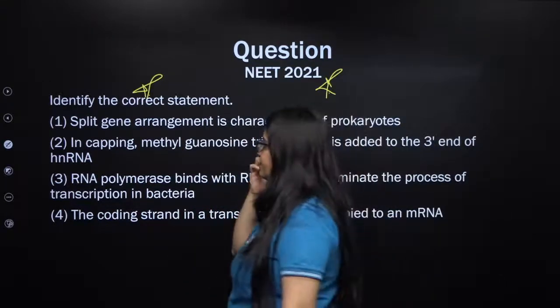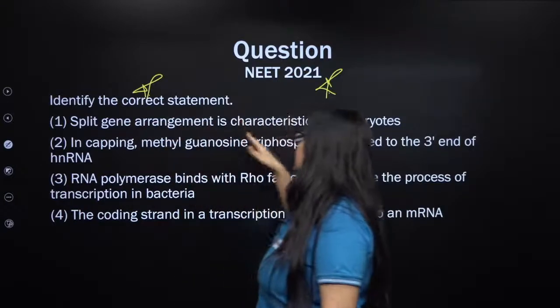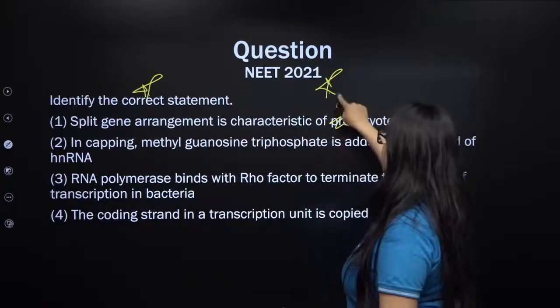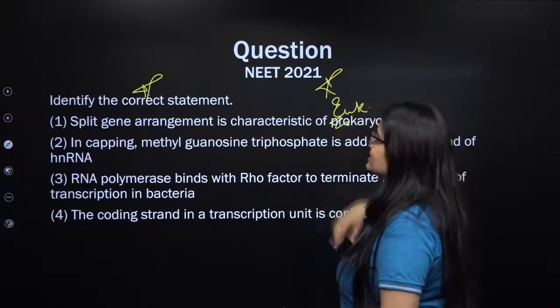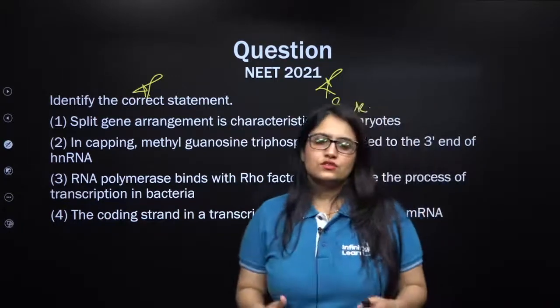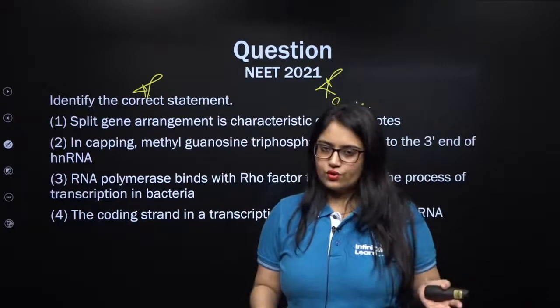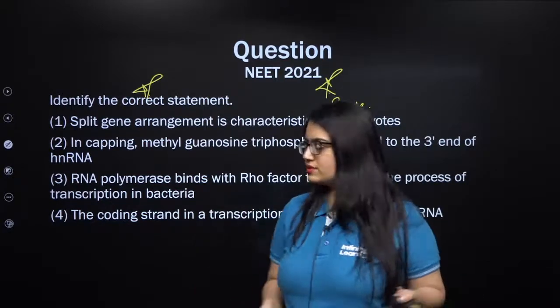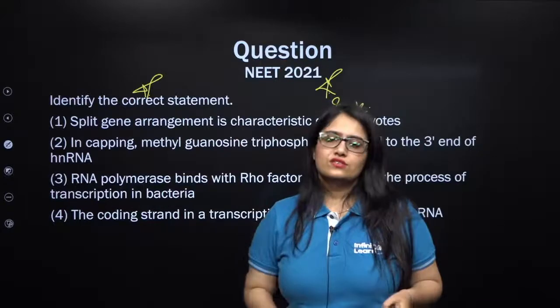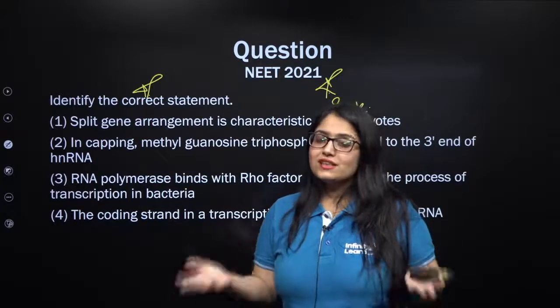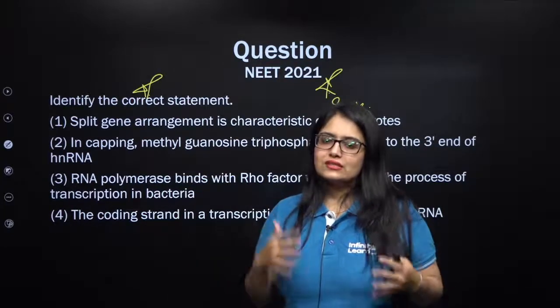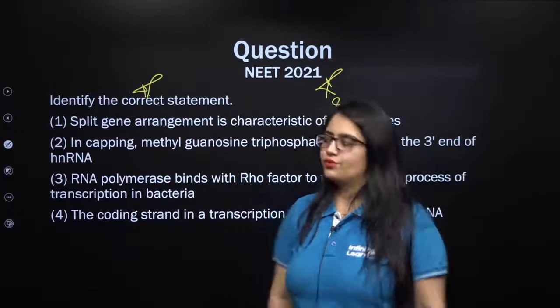Split gene arrangement is a characteristic of a prokaryote. That's absolutely wrong. It's of eukaryotes. Split gene arrangement means presence of introns and exons, right? Introns are the non-coding sequences, exons are the coding sequences. So presence of introns and exons in a gene is known as split arrangement of the gene, and it is a characteristic of eukaryotic genes and not prokaryotes.